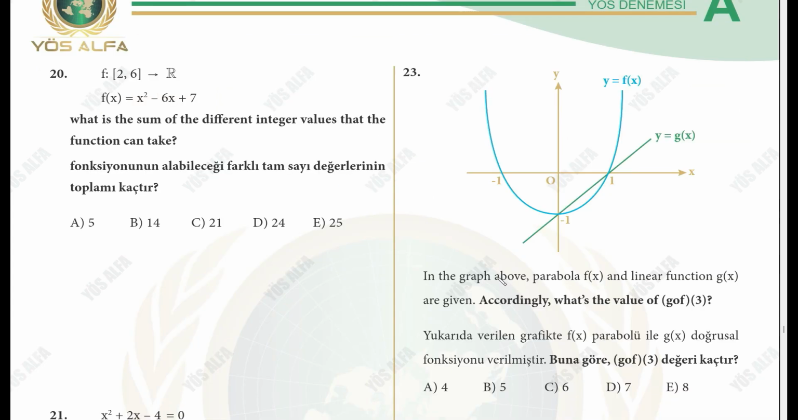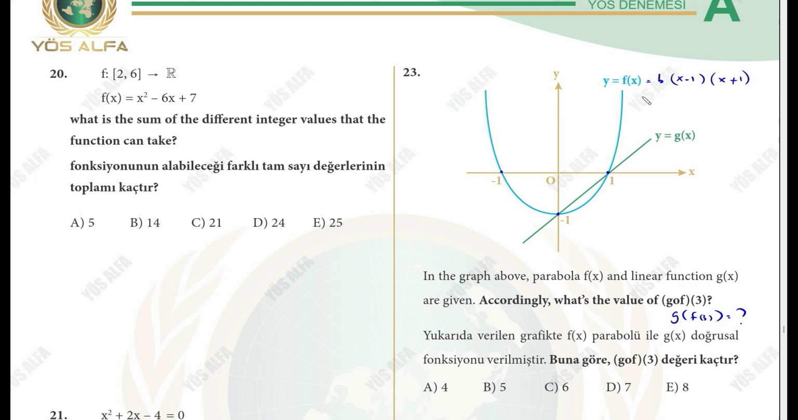Number 23. In the graph above, parabola f of x and linear function g of x are given. What's the value of g of f of 3? So we'll first find f of 3 from the given graph. So the parabola is given and the 3 points of the parabola are known. So we can write down the equation of that parabola as x minus the first intercept of x-axis and x minus the second intercept of the parabola and the constant.